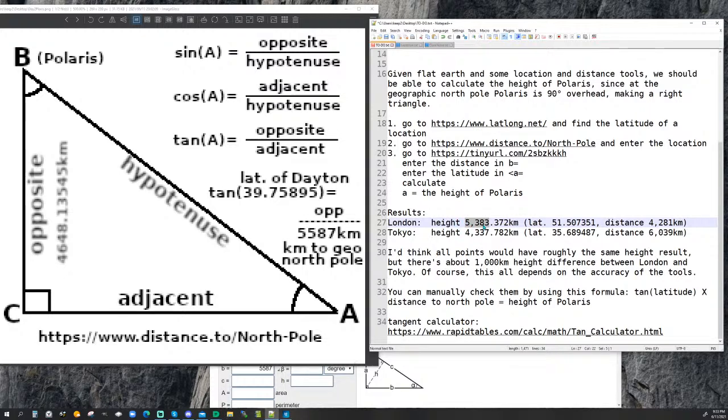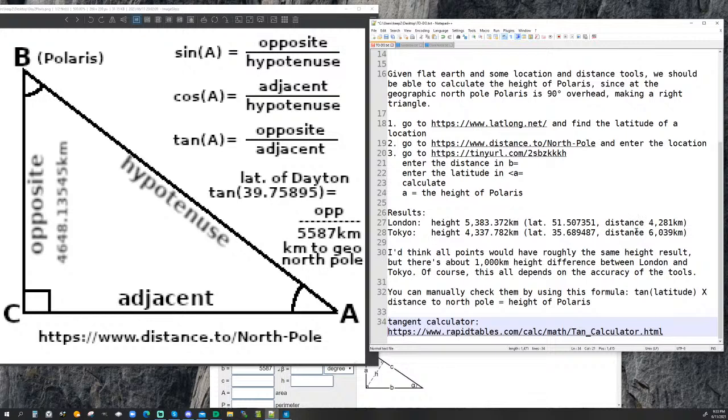But on the other hand, 1,000 kilometers is not a big deal, height to Polaris. It's kilometers, not light years. And if you wanted to do manual checking, to double check, the formula is the tangent of the latitude times the distance to the North Pole is the height of Polaris. And if you want to do tangent manually, your calculator doesn't do it, you can go to a link, rapidtables.com, and get a tangent calculator.